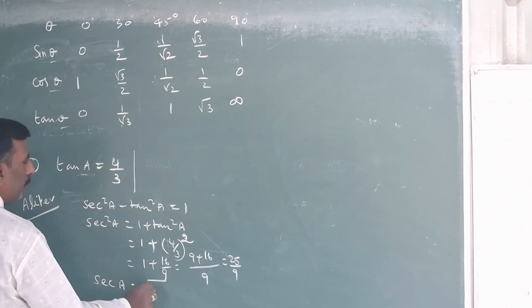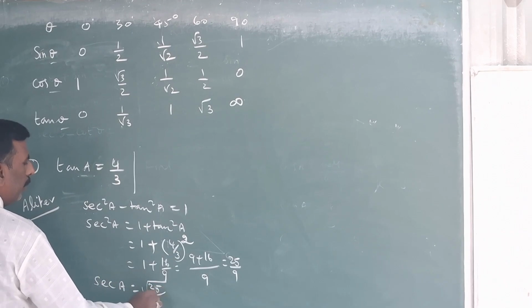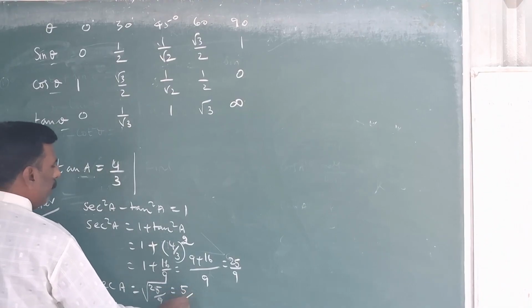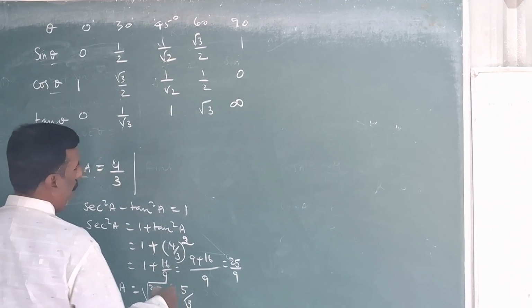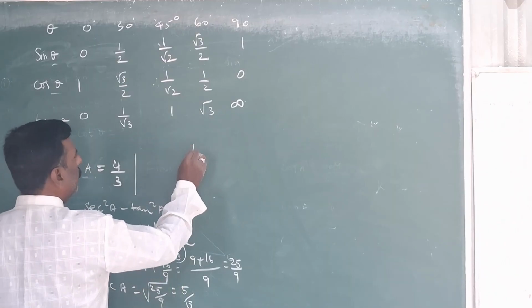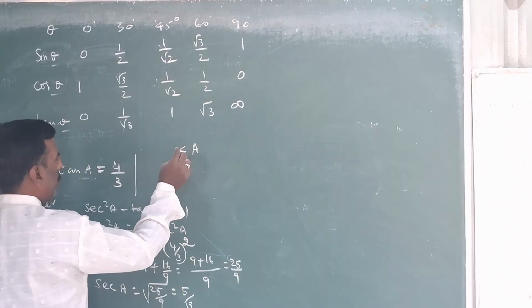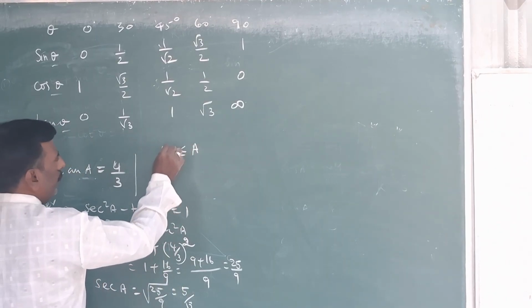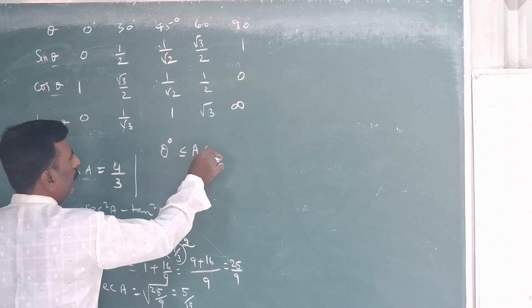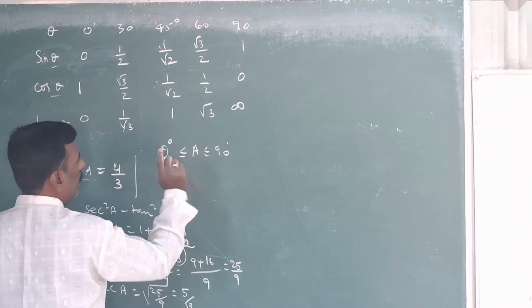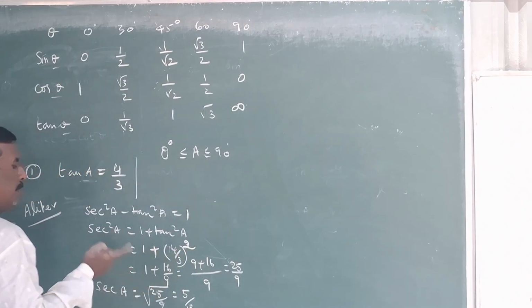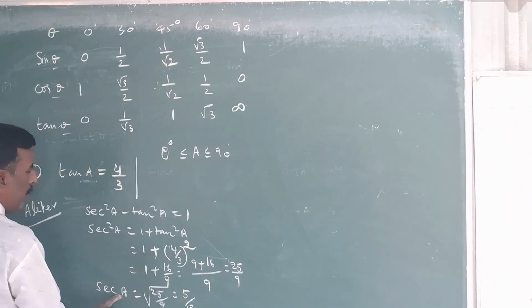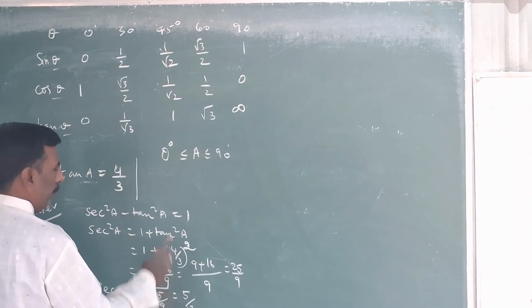Taking the square root of 25 by 9, we get the answer 5 by 3. It should be a positive value because I already told you all the angles you take here. The angle is A, and all the angles lie between 0 degrees and 90 degrees, in the first quadrant only. So in the first quadrant all the values are positive. We will discuss it later. Here the value of secant A is 5 by 3.